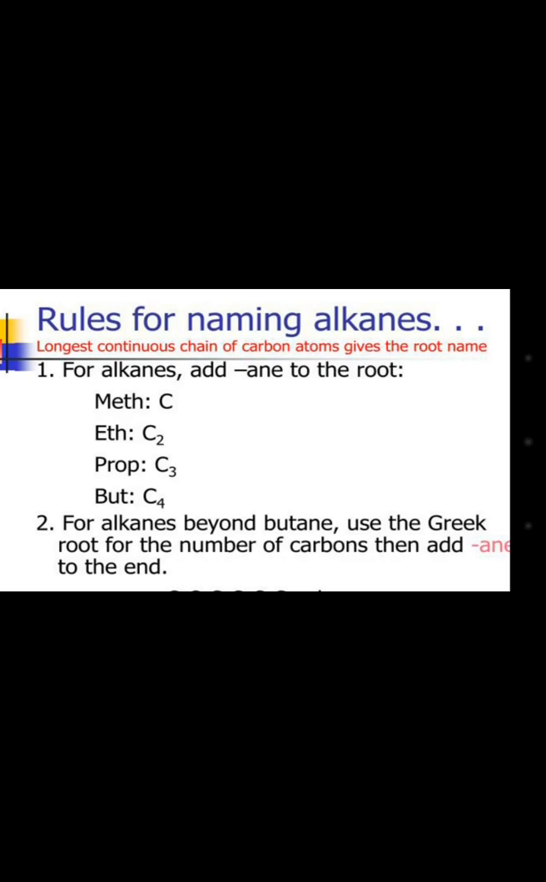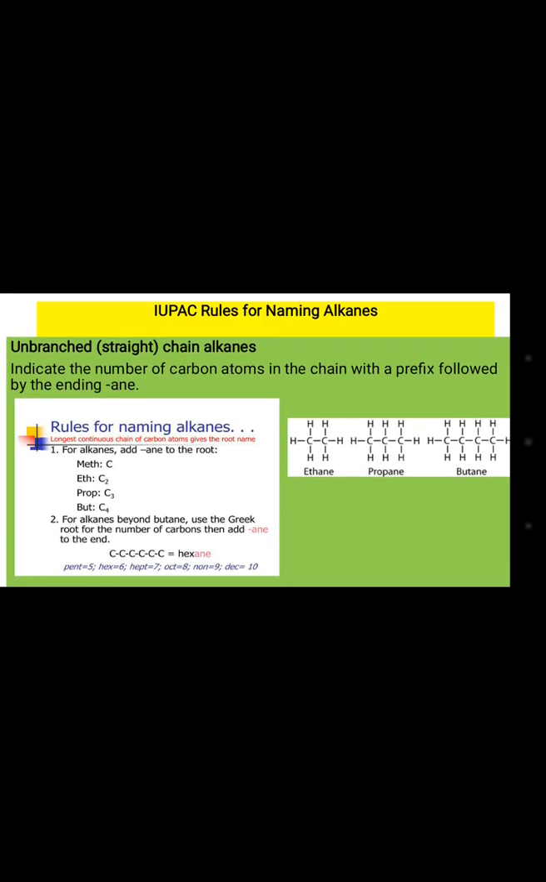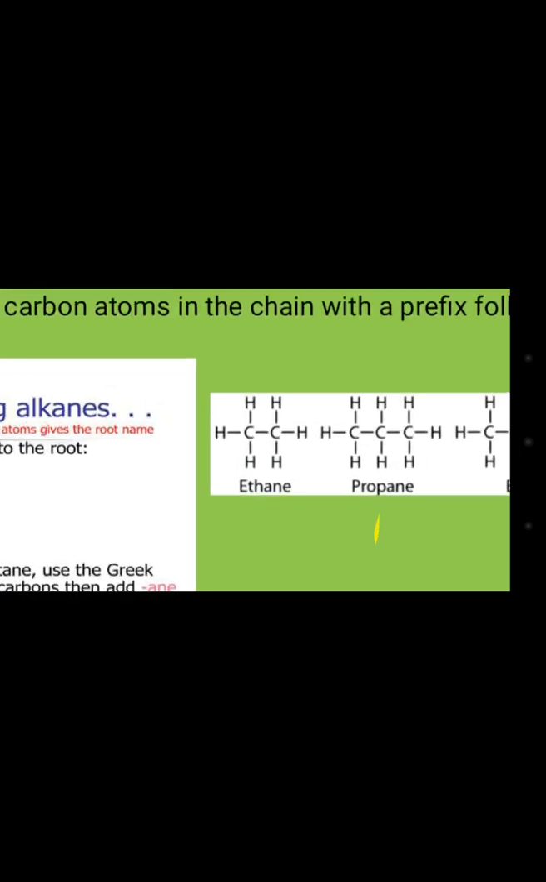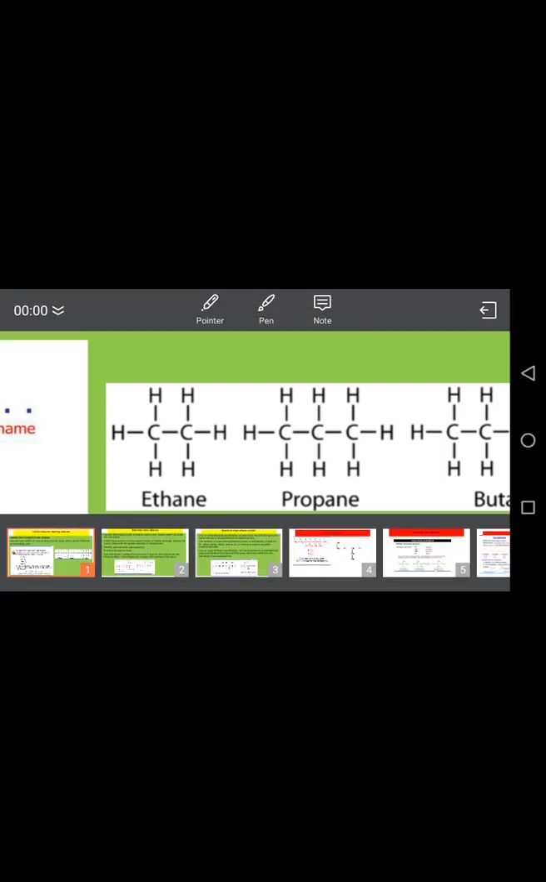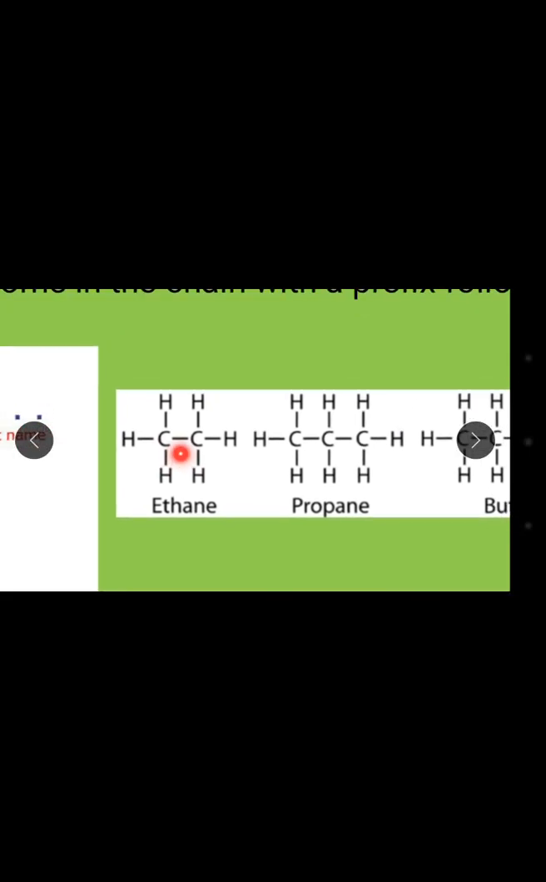So once you understand the parent name, that's the first thing for you to know. Understand the parent name offhand. For example, look at ethane. Now, how do you draw the structure? You already know the general formula, that is CnH2n+2. You know that your ethane is C2H6.